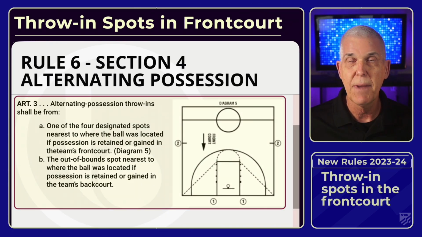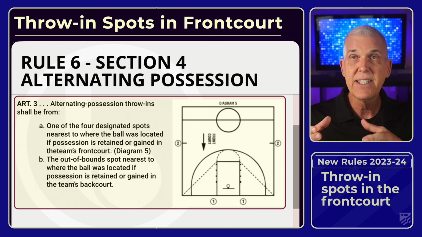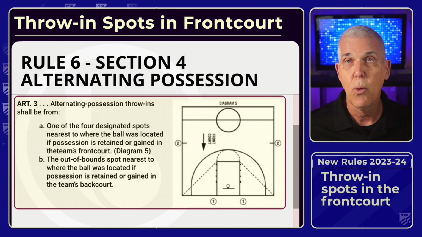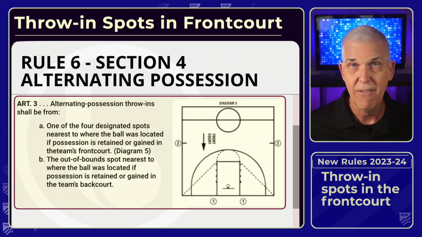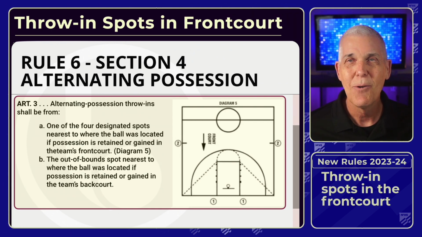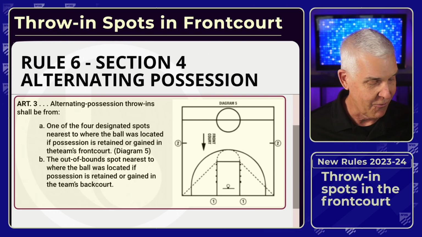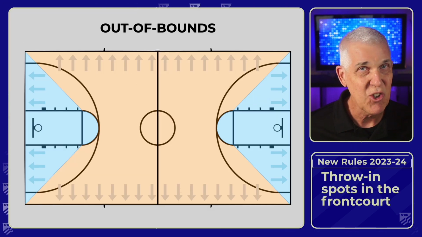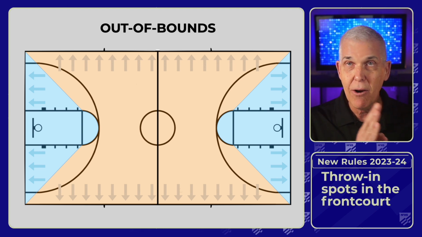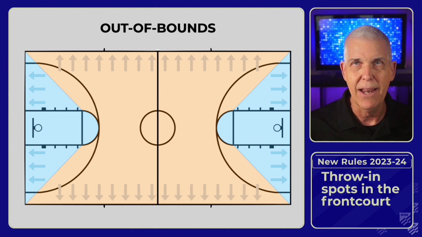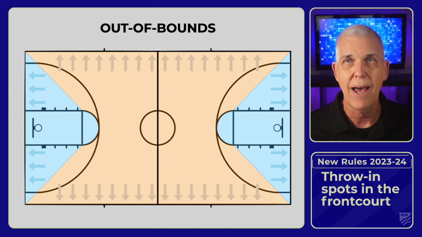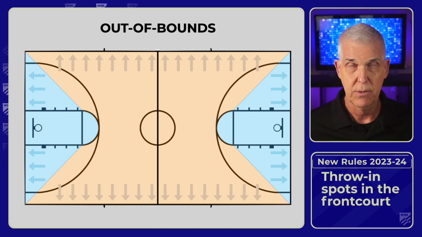Alternating possession, as we mentioned, will be if the team retains control of the ball due to the arrow being pointed in their direction and they have front court status and the ball has front court status, it would be a throw-in at one of the 4 spots. Just to review, out-of-bounds violation. Anywhere on the court, it does not matter. An out-of-bounds violation always goes to the spot where the ball went out of bounds.